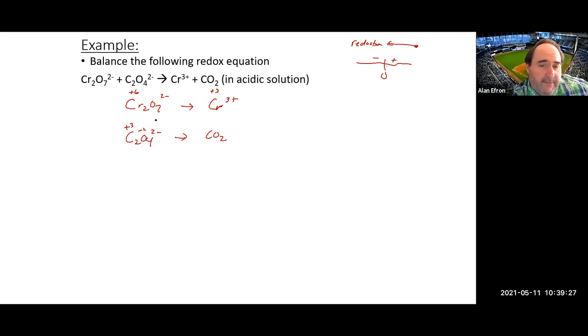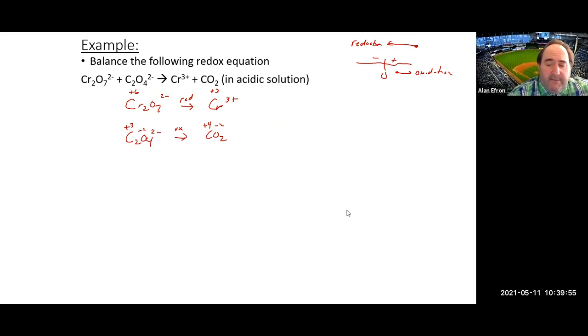On the other side, we have -2, and we also have +4 in that case. So what we see here with the carbon is starting at +3, heading to +4, moving in that direction, which is oxidation. And by the way, once we determined that this was reduction, by default, this guy had to be oxidation.